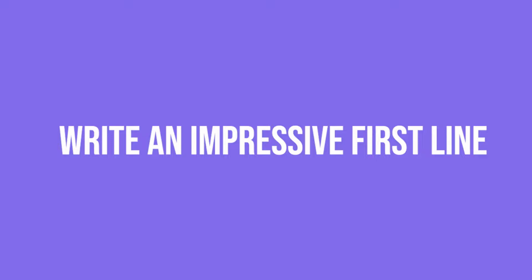Tip number 1 is write an impressive first line. Instagram captions should always start with a powerful first sentence that appeals to your audience and will encourage them to tap more and read further. This first line is also called a hook line. It's called a hook line because it catches the attention of your viewers and attracts them and hooks them into your content.